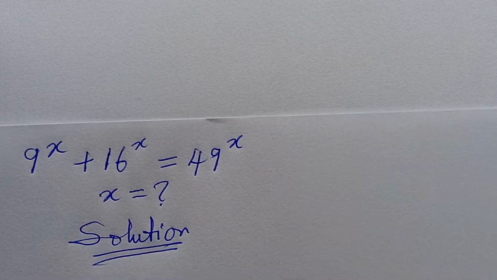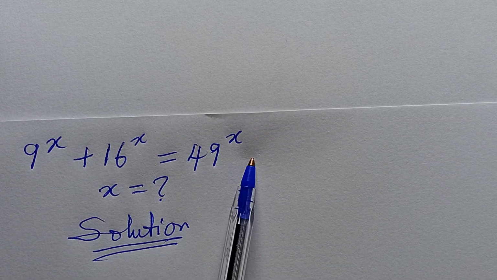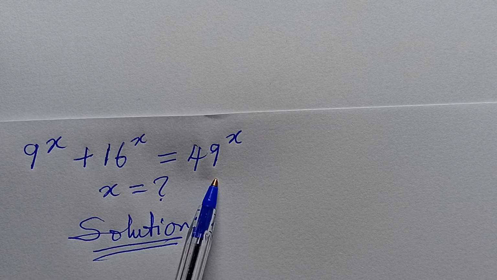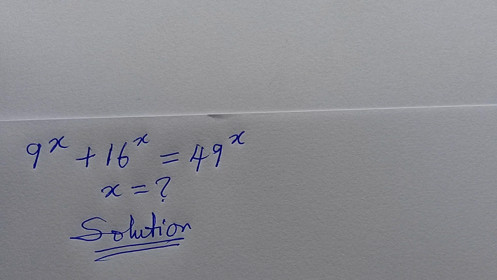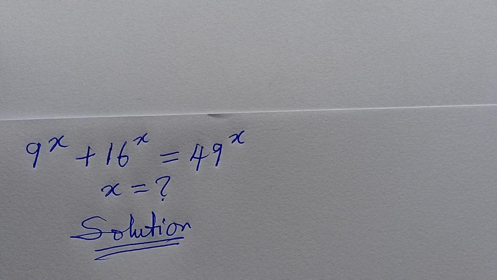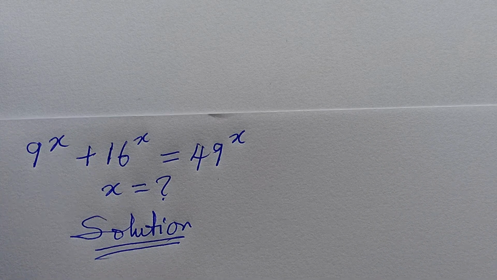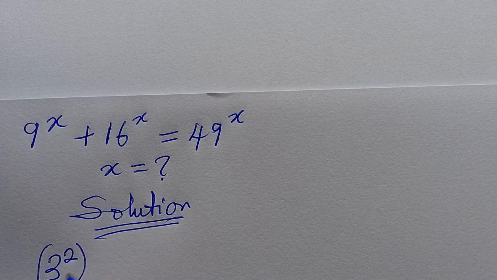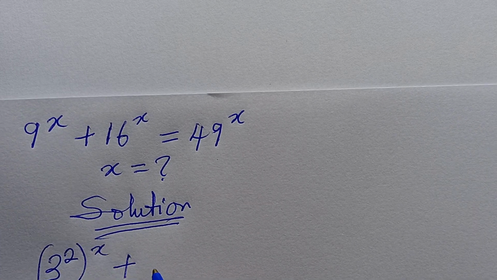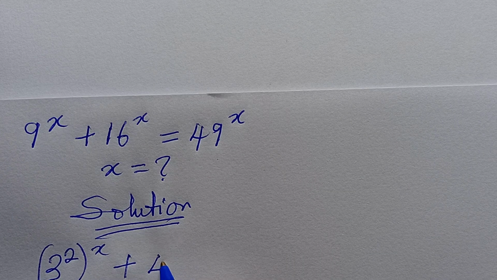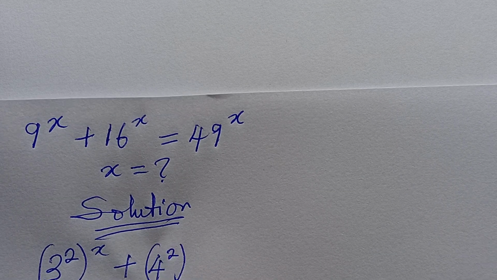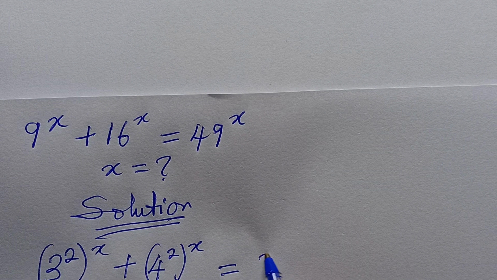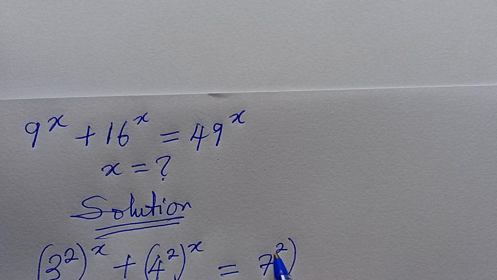Now if you check the numbers we have here, you discover that the base numbers are all perfect squares. And so let's express them in their simplest base. So our 9 could be expressed as 3 to the power of 2, all raised to the power of x. The 16 could be written as 4 to the power of 2, all raised to the power of x. Then 49 could be written as 7 to the power of 2, all raised to the power of x.